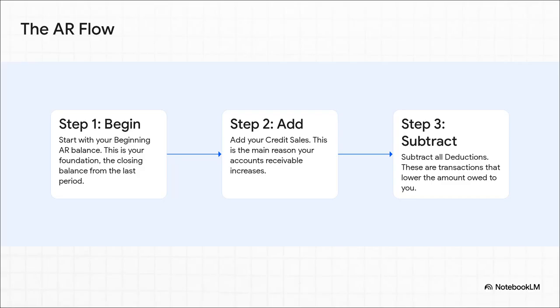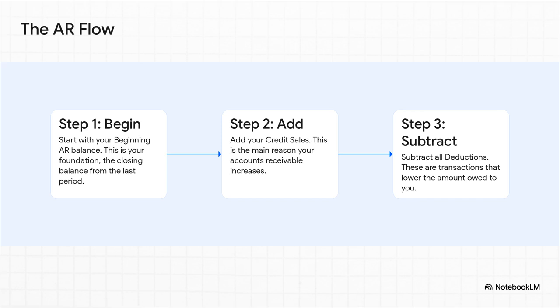So let's think about this like a three-step process. First things first, you gotta have a starting point. That's your beginning balance, whatever was left over from the last period. Simple as that. Next up, step 2. You add the only thing that makes your receivables grow: credit sales. That's it. Remember, if the customer paid in cash, it never hits accounts receivable in the first place, so we don't worry about it here.